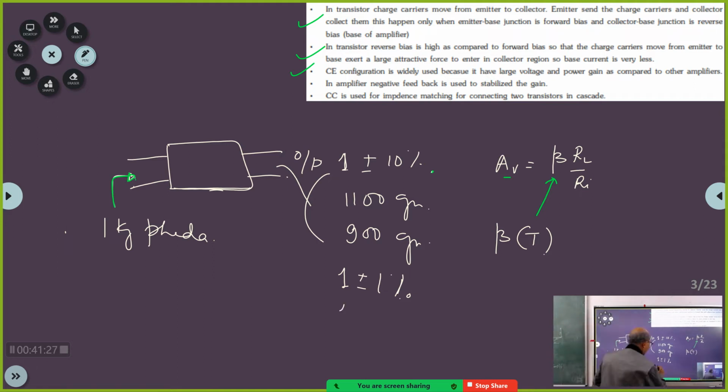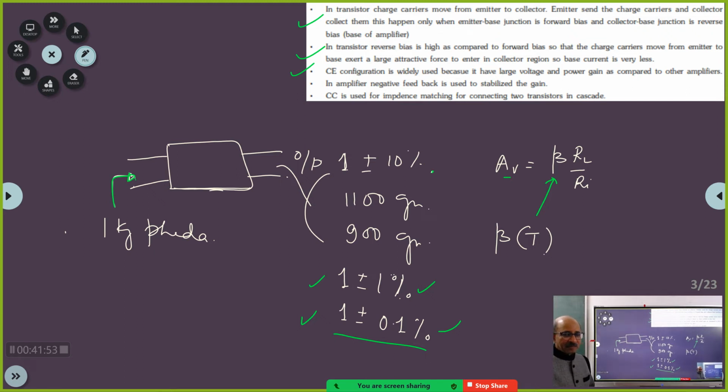Or even a better amplifier, it should be 1 plus or minus 0.1%. Correct? Understood? So this is what is called stabilizing. Now, in an amplifier, negative feedback is used to stabilize the gain. So if you stabilize the gain with negative feedback, then you can achieve these specifications.